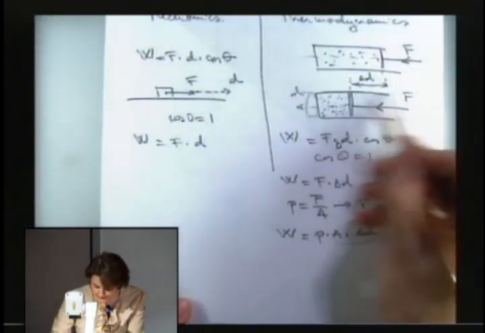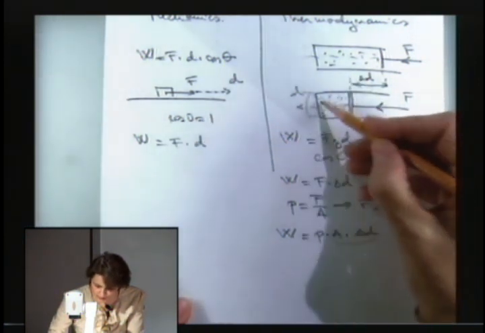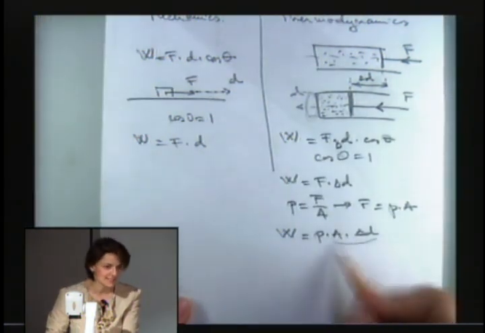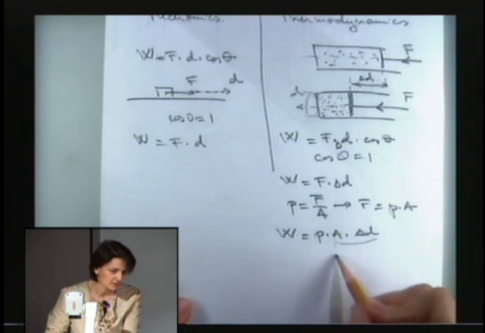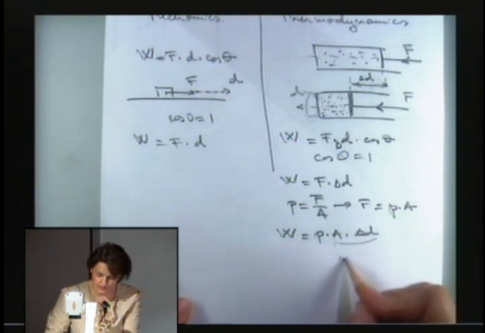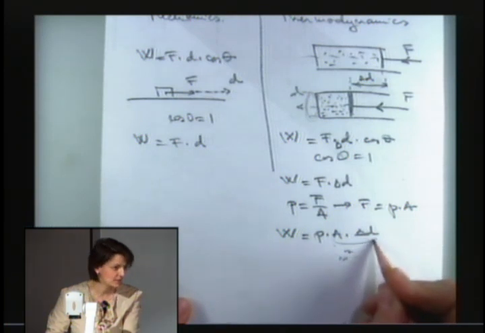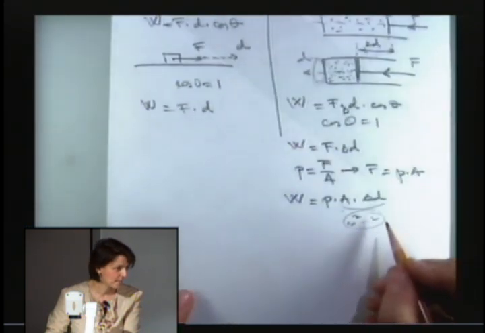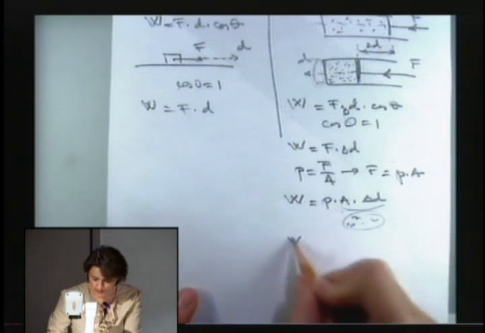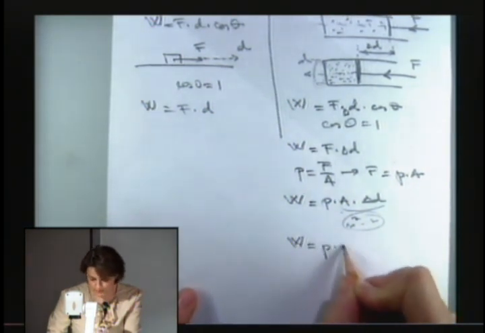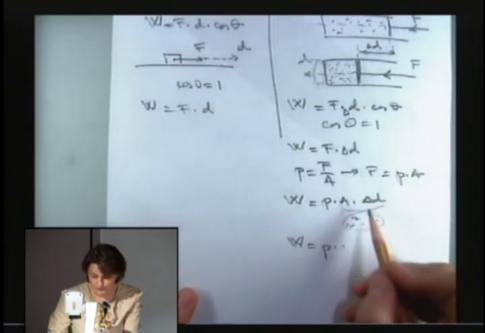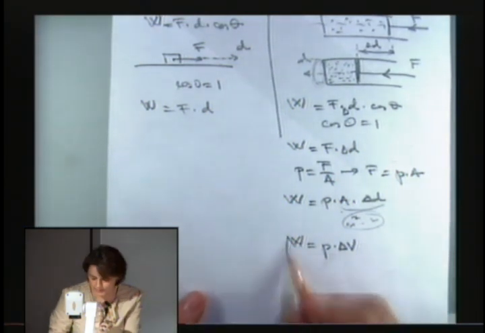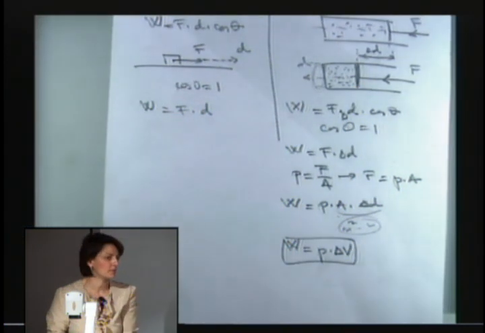But this is delta D and this is the area. What is this one here? I know delta D, and I know the area of the piston. Area is measured in what? Let's do a unit check. Meters squared, and this, which is a displacement, is in meters. So what would be this? Meters cubed. What is that? Volume. Very good, okay. So it will be P times what? Delta volume, right? So this is my formula for work in thermodynamics, right?